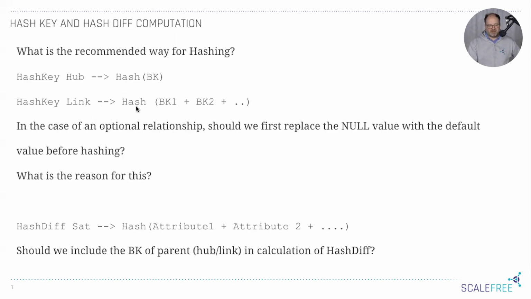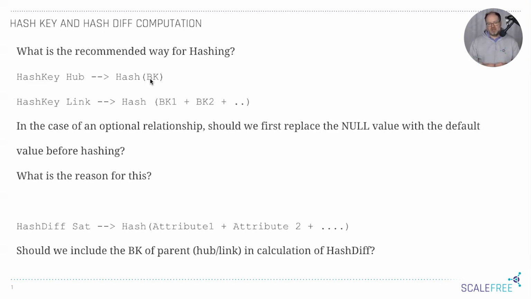So when a link refers to hubs, and some of them might be null, that's what I assume here. Should we replace the null value with the default value before hashing? So when we calculate the input for the hash computation, everything in the brackets here, we have to replace null values by empty strings, because we're using some concatenation function, string concatenation. And many implementations of string concatenation would return a null value if one of the inputs is null.